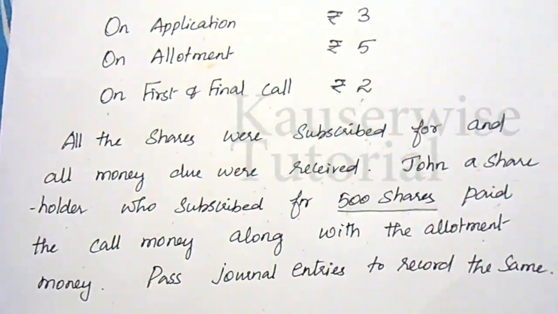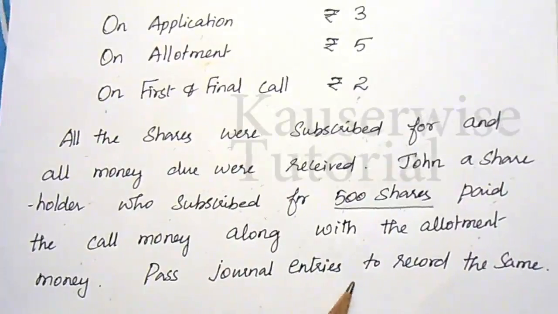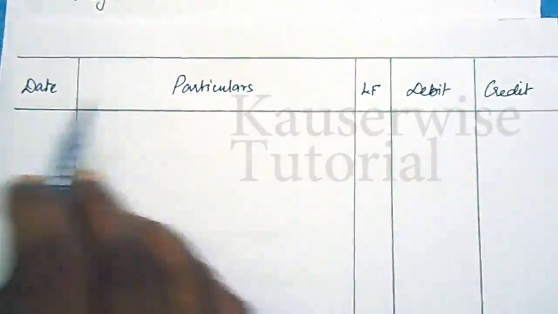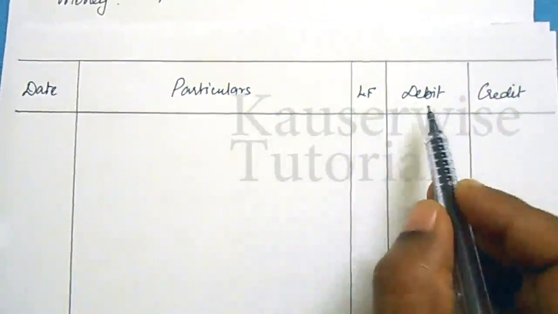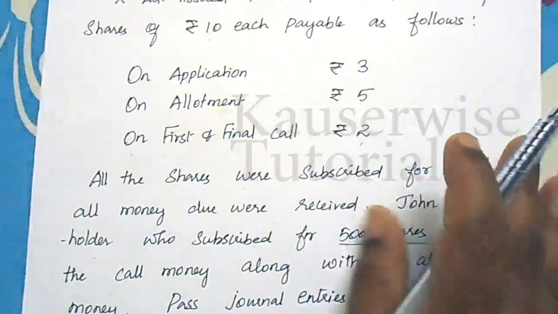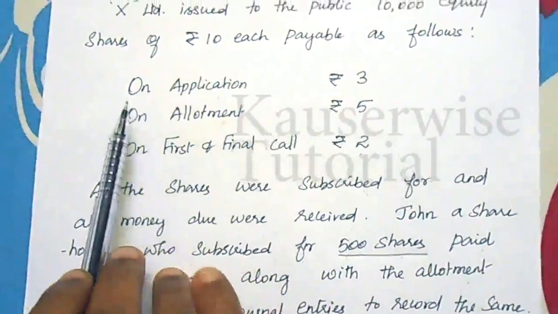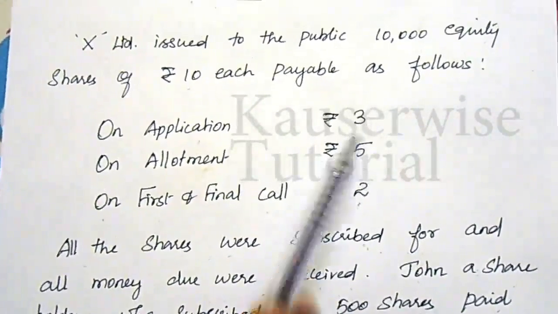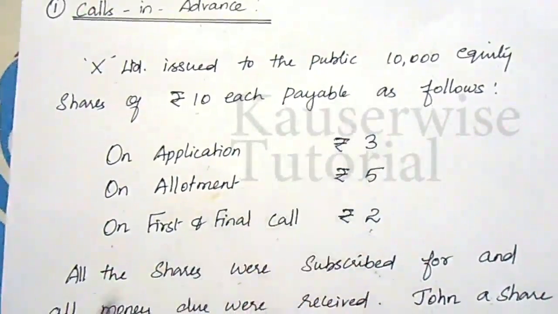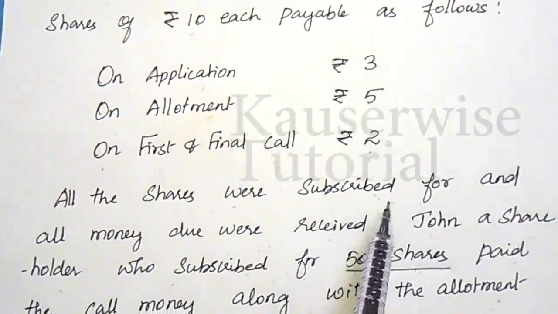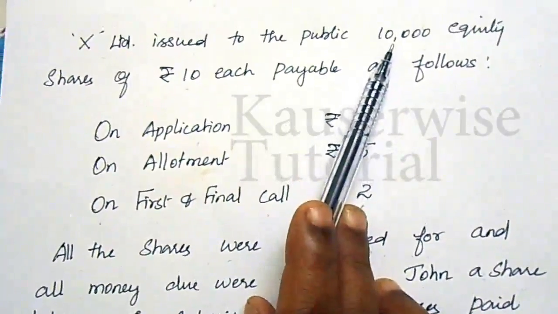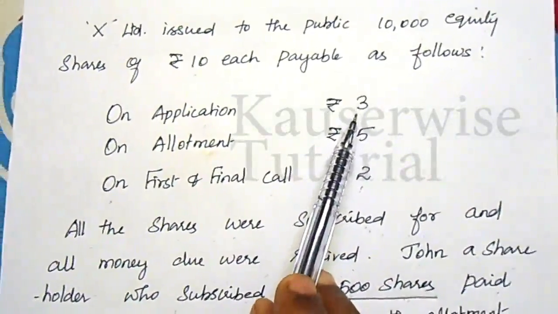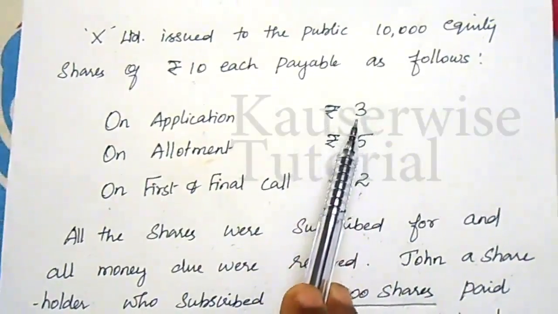So now let us see the journal entry. They ask you to pass journal entry to record the above transactions. See the format: date, particulars, ledger folio, debit and credit. Look at the problem. The first transaction is on application 3 rupees paid. So how many applications are offered by the company? 10,000 shares. All the shares were subscribed. So the entire 10,000 shares money is received. That is application money received from the public. How much? 10,000 into 3 rupees.